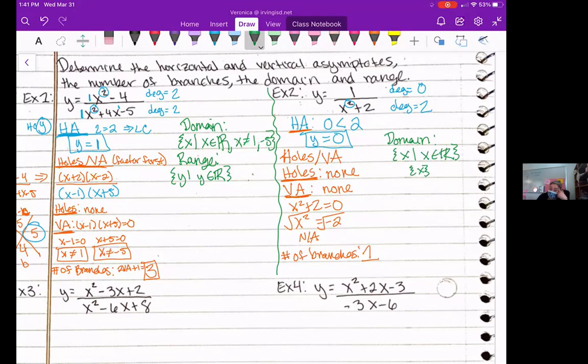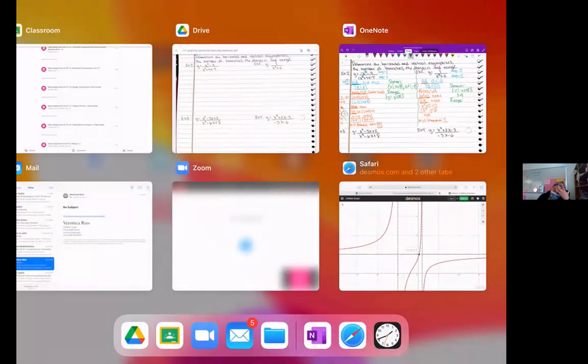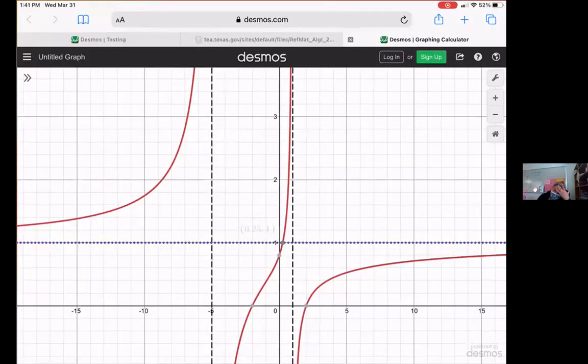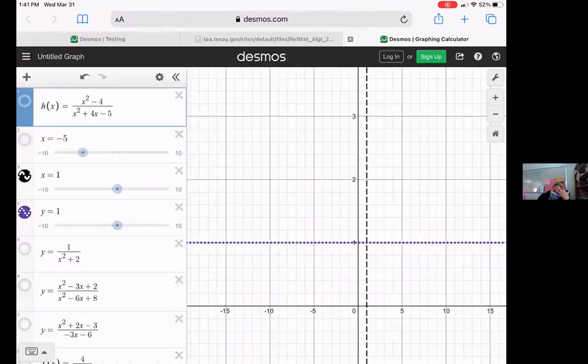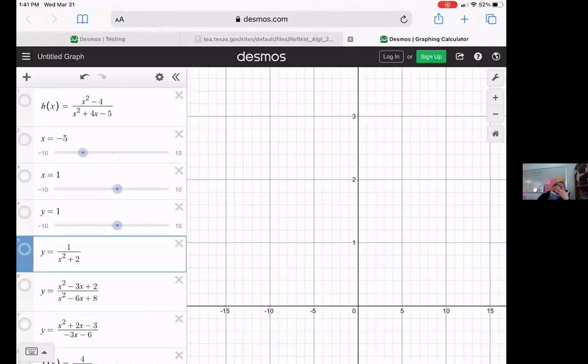Yeah, anyway. Now, range. Your range for this one, because we have a horizontal asymptote at 0 and we have one branch, it would be easier if I just showed you what it looked like. Okay, so for example 2, let me turn this one off, which is this one right here.